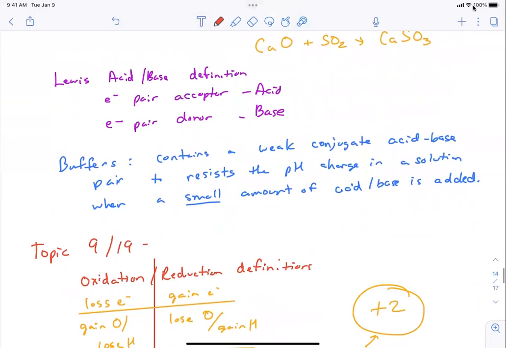Okay, higher level. Lewis acid base definition: electron pair acceptor and electron pair donor, and then buffers. Knowing the idea of a buffer, it's a conjugate weak acid and base pair that resists a pH change in a solution where a small amount of acid or base is added.